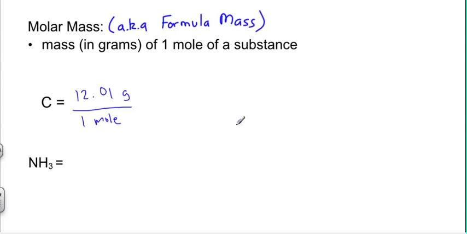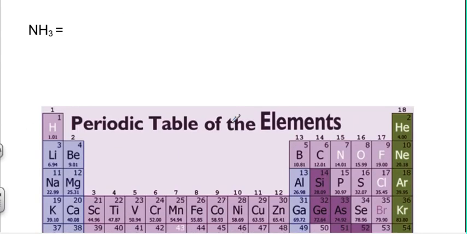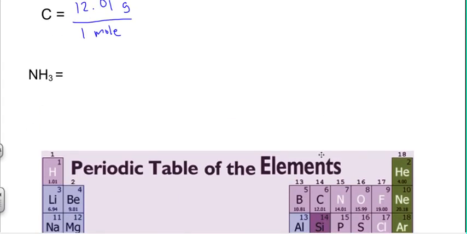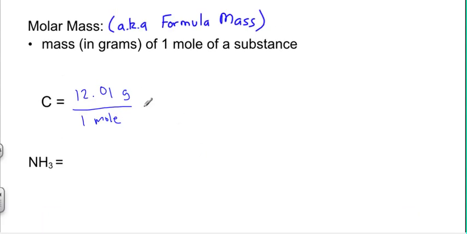And the place that I got this is I just look at our periodic table. Carbon right here has its mass number of 12.01, which is the mass of 1 carbon atom, and it's also the mass of 1 mole of a substance of carbon.